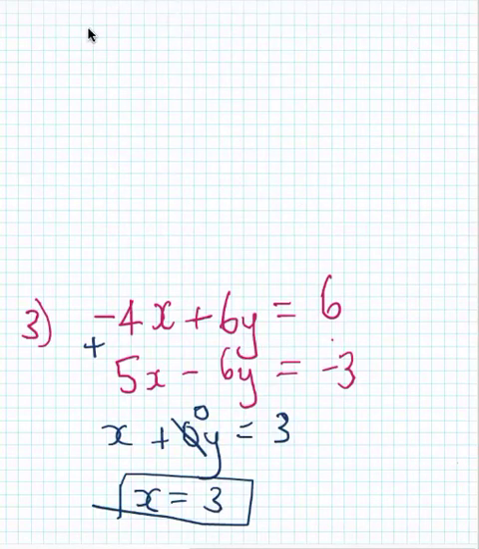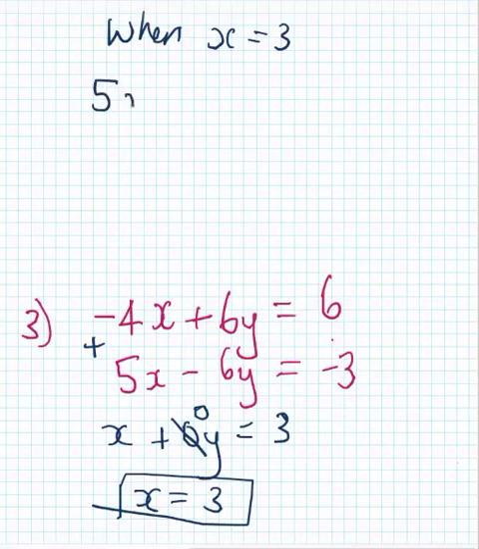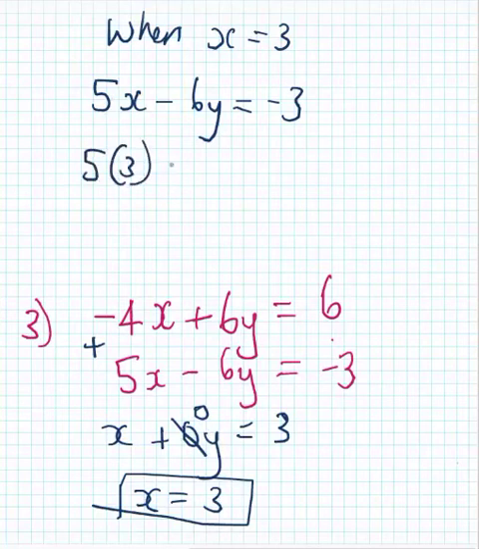And so if x is equal to 3, my next bit of working out, so when x is equal to 3, or we can say sub in when x is 3, I'm going to pick an equation. I'll just pick the second equation. So 5x minus 6y equals -3. So when x is equal to 3, I'm going to substitute it in this equation and find my y value. So instead of 5 times x, I will have 5 times 3, always substitute with brackets, take away 6y equals -3.